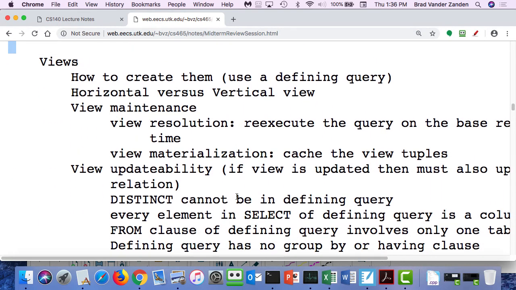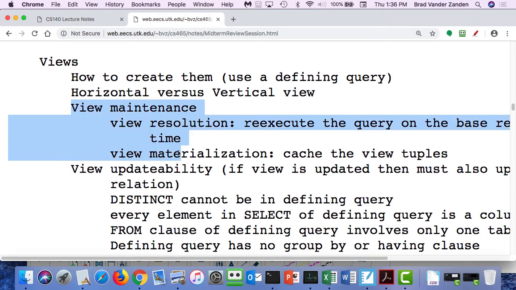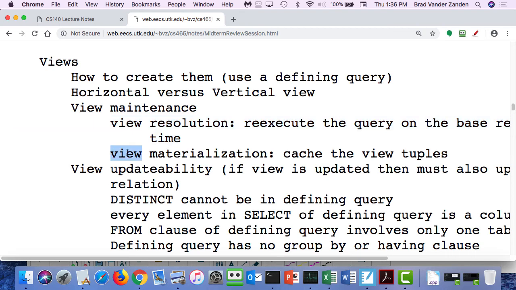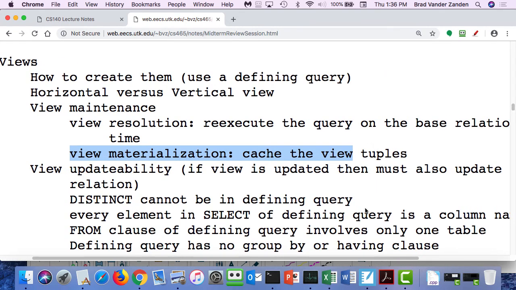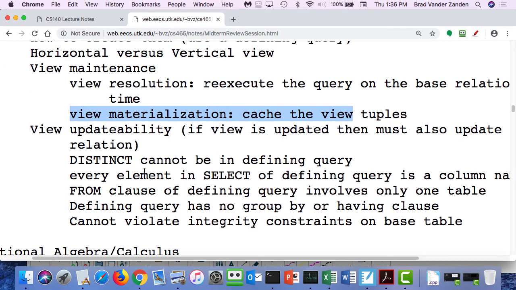Okay. So then also how to create views using SQL. So here's our view maintenance stuff that you can either create the views from scratch each time using view resolution, or you can cache it. Either way works. And here I was kind. I actually had the different conditions that are imposed on a view if you want to be able to update it.